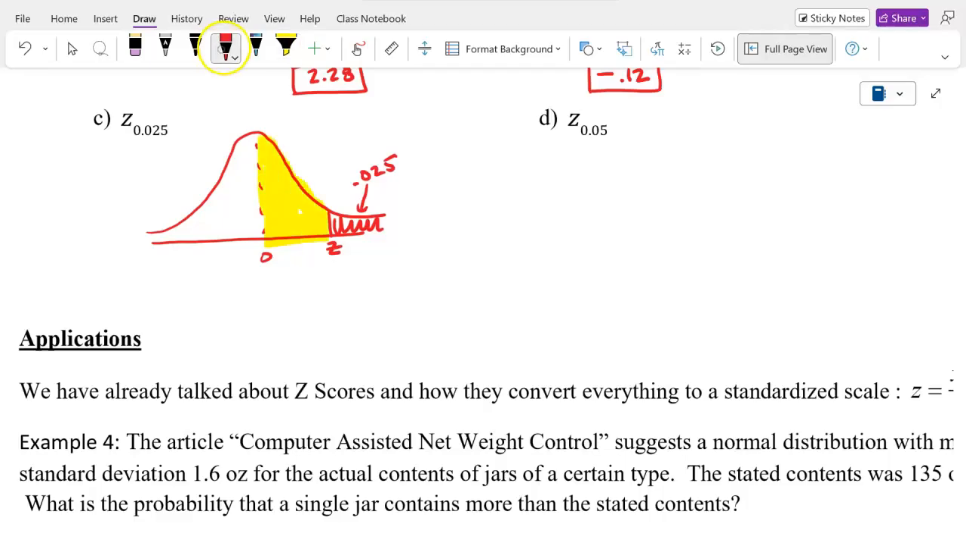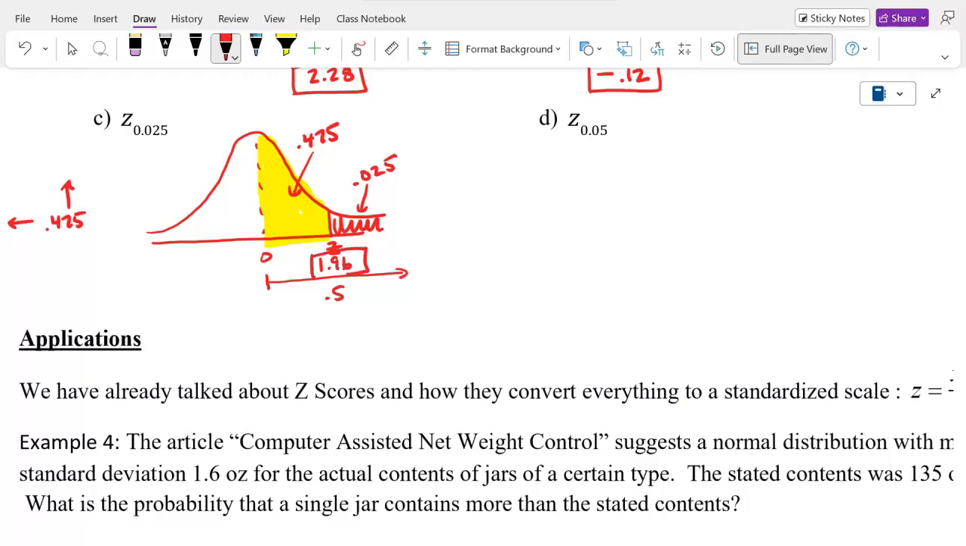Start with what you know. You know that the area from 0 out to infinity is 0.5. Take out the little tail that I don't need for the table, subtract it out. That leaves me with 0.475 here. Now with 0.475, I look it up in the body of the table, read back to the left and up. That should find you 1.96 as our z-score.